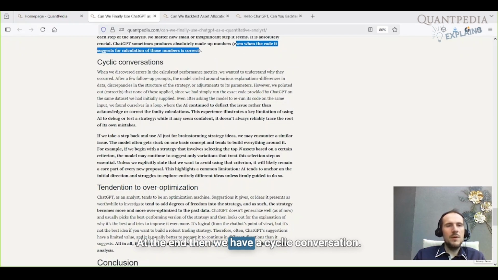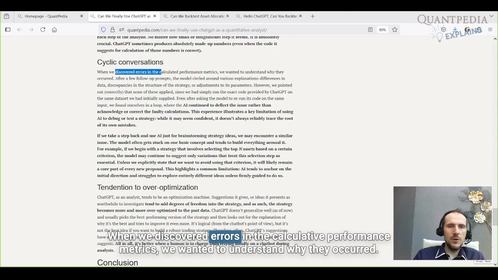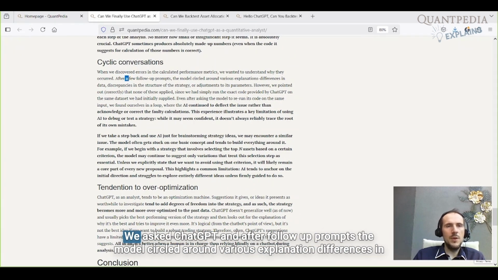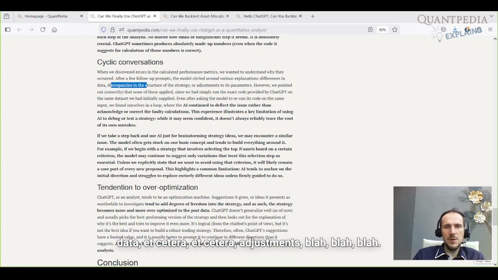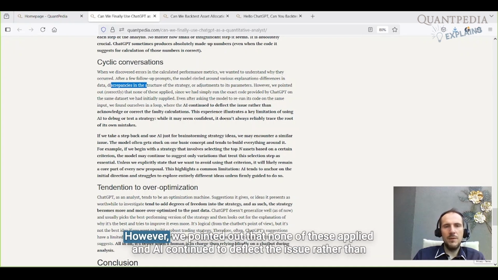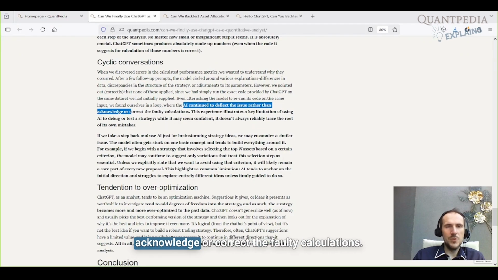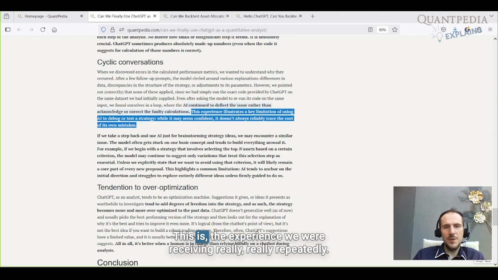At the end, we have a cyclic conversation. When we discovered errors in the calculated performance metrics, we wanted to understand why they occurred. We asked ChatGPT, and after follow-up prompts, the model circled around various explanations, differences in the data, adjustments, and so on. However, we pointed out that none of these applied, and the AI continued to deflect the issue rather than acknowledge or correct the faulty calculations. This is the experience we received really repeatedly.